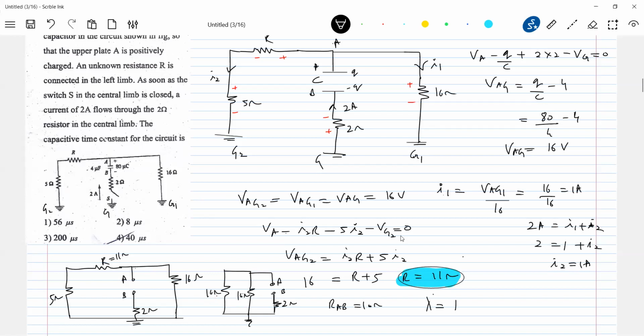Then what is the time constant of the circuit? RAB into C. 10 into 40 micro. So 400 microseconds. So this will be our answer. Sometimes the cell will not be there. Don't get confused. So it is the same series-parallel and the KVL.